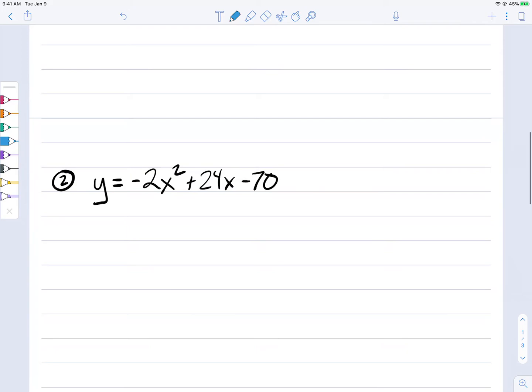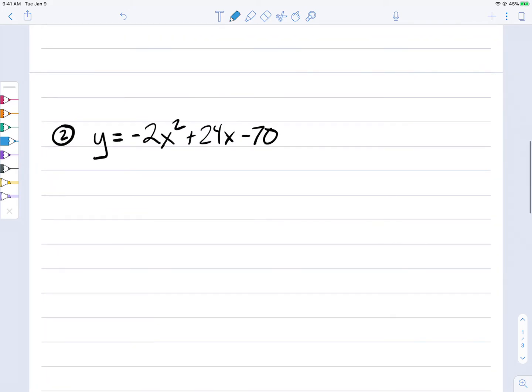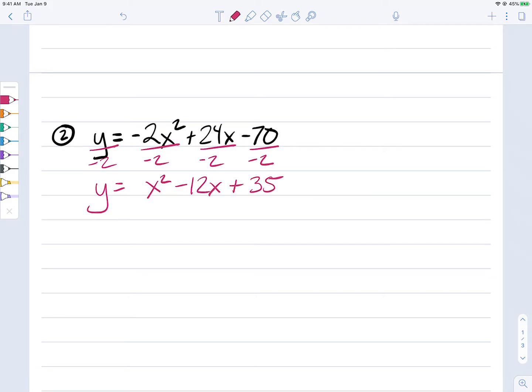Okay, problem number 2. I have my equation y equals negative 2x squared plus 24x minus 70. My coefficient of x squared is not a 1, which means I need to divide every single term by negative 2. So I have y over negative 2 equals x squared minus 12x plus 35. Oh, I forgot, I'm dividing by negative 2.